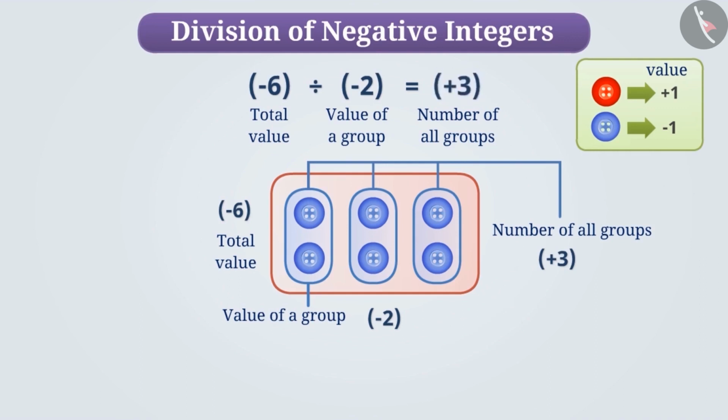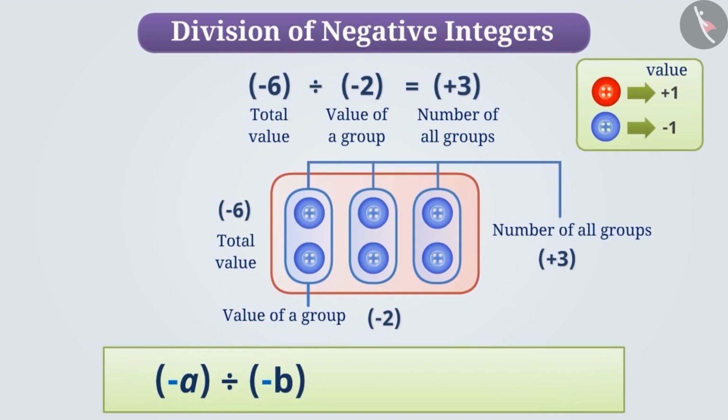In broad terms, we can say that the quotient obtained by dividing any two negative integers is positive. Your divisor cannot be 0.